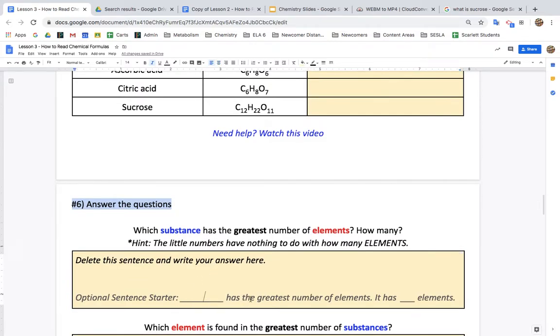So blank has the greatest number of elements. It has 1, 2, 3, 4, 5, 6 elements. Tell us how many.